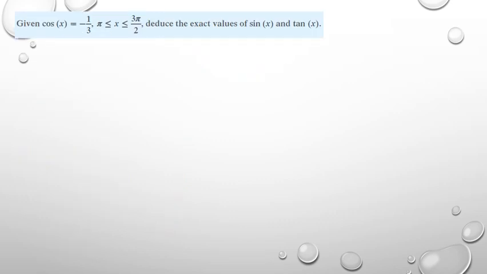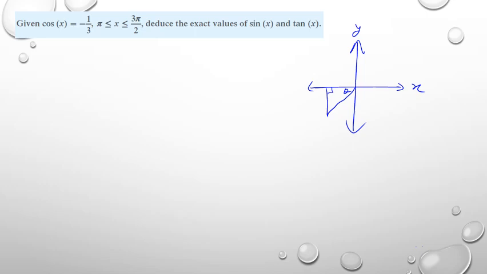Alright, given that cos of x is equal to negative 1/3, and we look at the region of where it's at, write down the values of sine and tan. Now, I believe we've done this before, where we find the triangle and its position at where it's at, and that will tell us whether or not sine or tan is positive. So it says that x is in between pi and 3 pi on 2, so we have a triangle here.